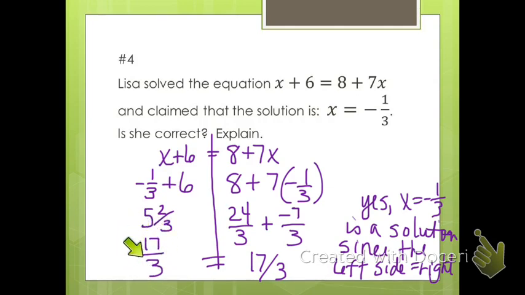So either one of those numbers. Then over here, 8 plus 7x, put in negative 1/3 for x. And this is 24 plus, 24 thirds. I changed 8 into thirds. 24 thirds plus negative 7 thirds. So to do that fraction addition, I'm going to take 24 plus negative 7, get 17 thirds. So we can see that it is a solution since the left side and the right side are the same when evaluated.